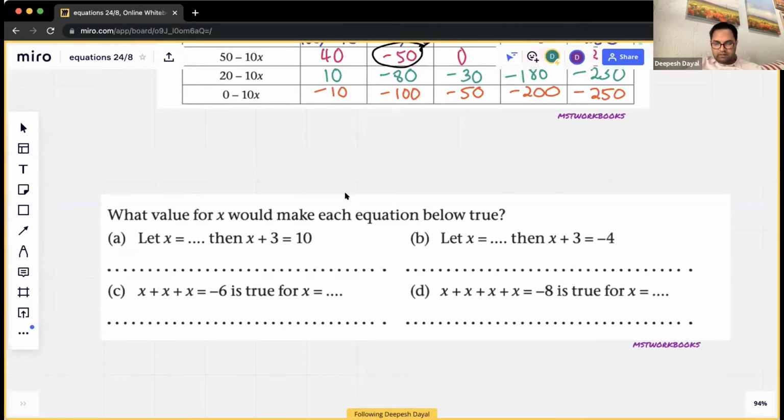So for number 1, should you find the answer that equals the number 10? Yeah, so you're going to find an answer that, when you plug it in, gives you 10. So something plus 3 equals 10. You're looking for that something. Okay, sir, thank you.